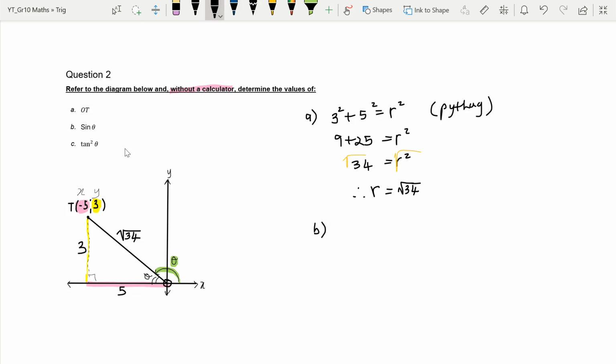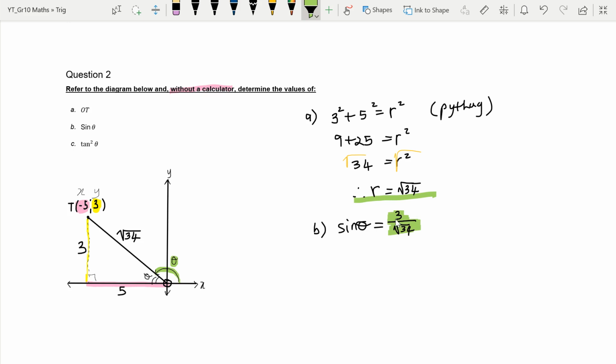Let's look at B. For B, we need to find sine theta. Well, sine is equal to opposite over hypotenuse. So we've got 3 over square root 34. Since it is without a calculator, I am just going to leave it like that. And I take back what I said with this one. We must leave it like that because otherwise we need our calculators to round that off and get decimals. So just work with it like that. So there we got the answer for sine theta.